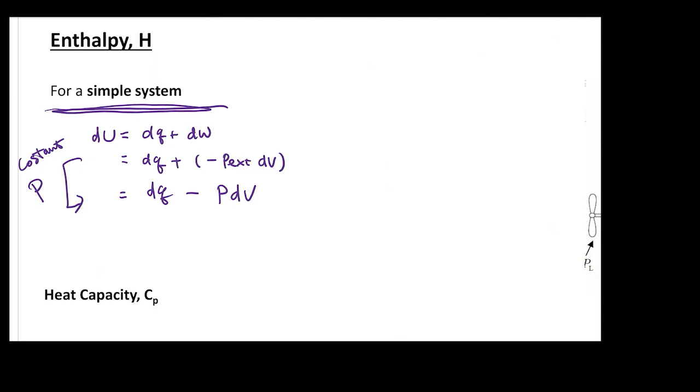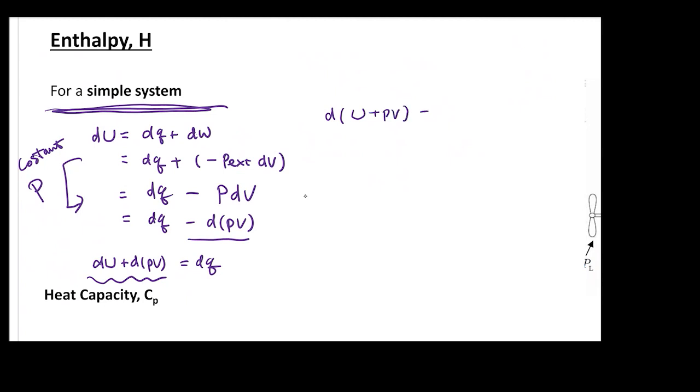So you know, you can write your dU equals dQ minus P dV. And then you can also write this, because P is actually a constant, right? It doesn't matter if you put it outside or inside your derivative. Then I'm going to move these things to the left. Then we have dU plus d(PV) equals dQ. And then these things can be written as d(U plus PV) equals your dQ.